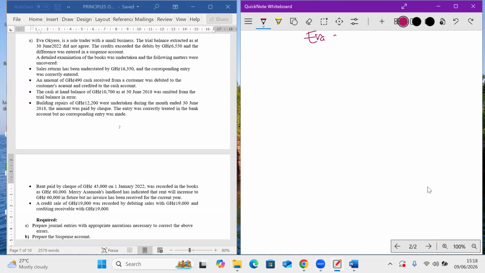Eva Otre, right? You write the name of the entity. You underline it neatly in the center of the answer script, or at the center, you write the name of the entity there, Eva Otre. Yes, what's the next one?